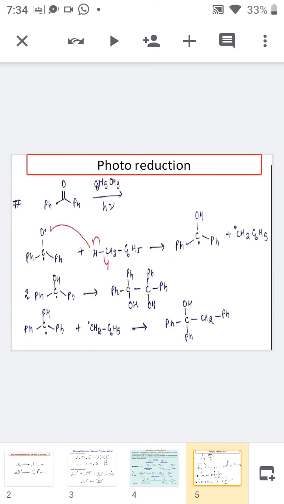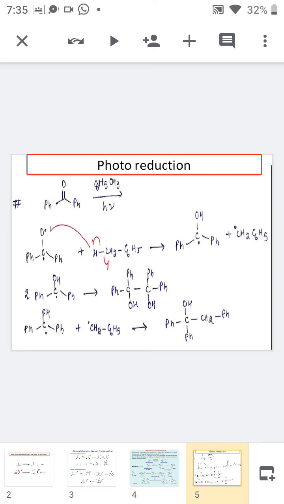So the next example for the photoreduction is a ketone in the presence of a hydrocarbon and radiation. In the presence of the radiation, first of all the carbonyl group undergoes excitation to the singlet state. Now it moves into the triplet state due to intersystem crossing. After that, it will undergo homolytic cleavage and form the two radicals.